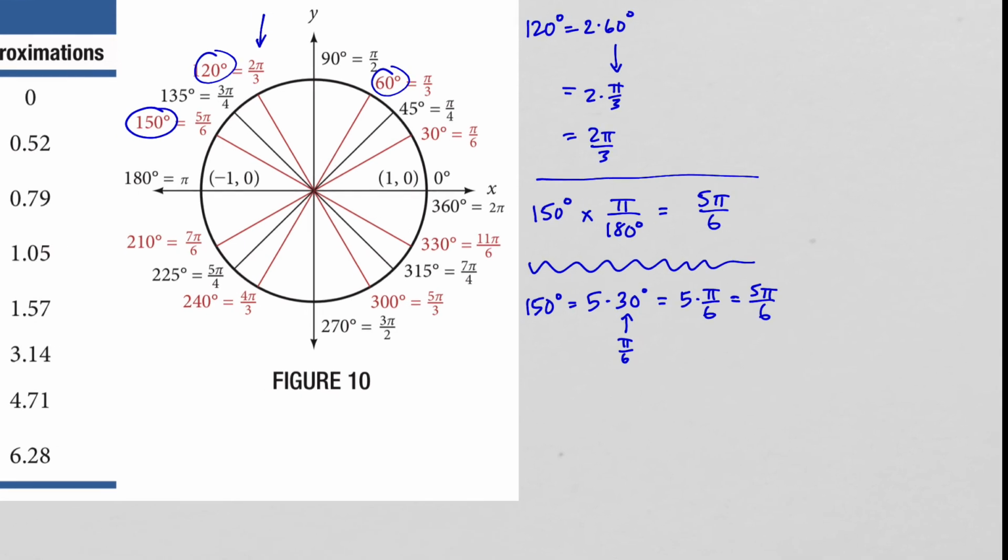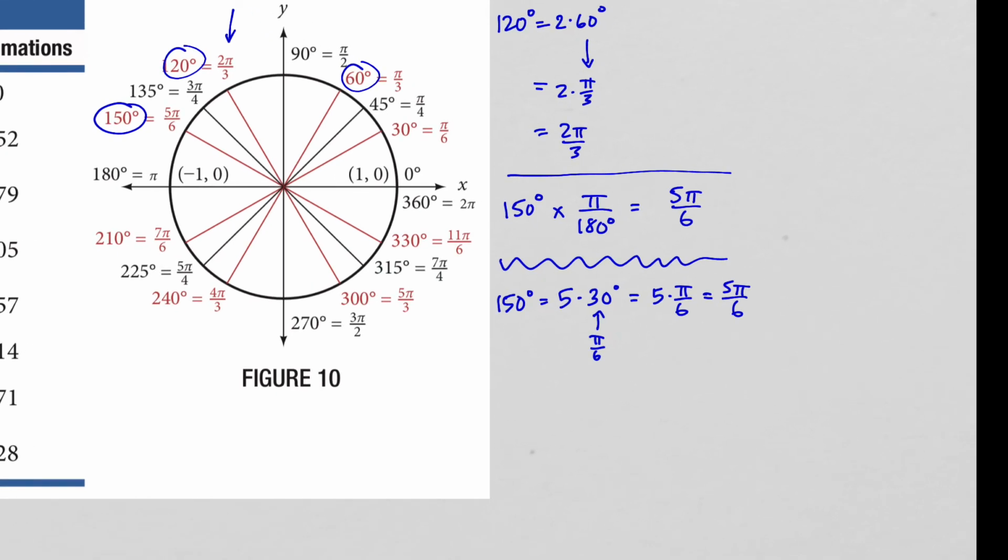Let's do one more, just to make sure that we understand. Let's look at 300 degrees. Suppose I don't know that 300 degrees is 5 pi over 3 radians. Well, we do know that 300 degrees is 5 times 60 degrees. And if I simply memorize that 60 degrees is pi over 3, then 300 degrees is 5 times pi over 3, which is 5 pi over 3. So it just gives us an alternative method for converting at least special angles into radians.